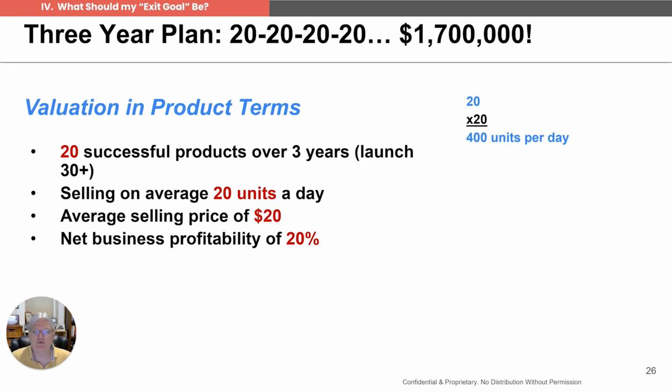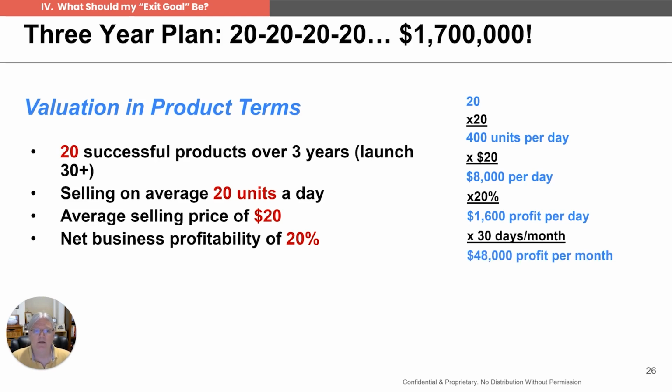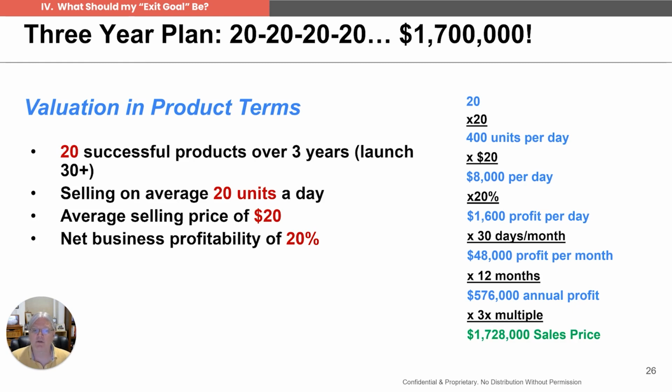20 products times 20 units a day, 400 units a day, times $20 per product is $8,000 per day, times a 20% profit margin is $1,600 of profit per day, times 30 days in the month is $48,000 of profit per month, times 12 months is $576,000 of annual profit, times a 3 multiple is $1.728 million. You would have a business valued at $1.7 million pre-tax if you could achieve the 20-20-20-20 vision.